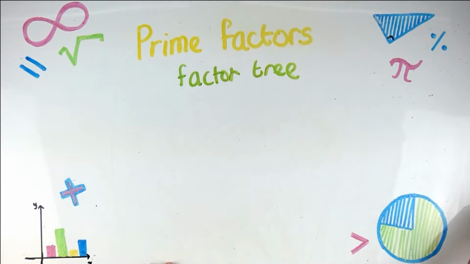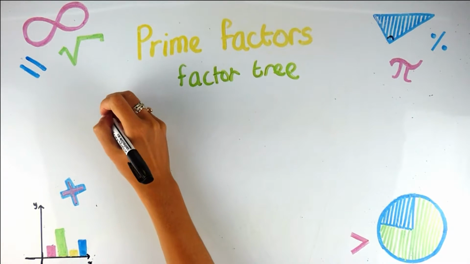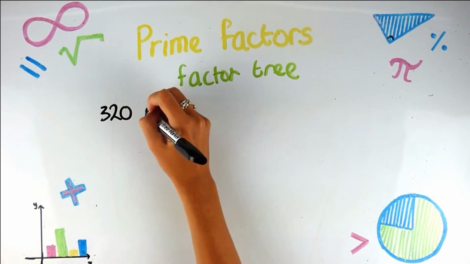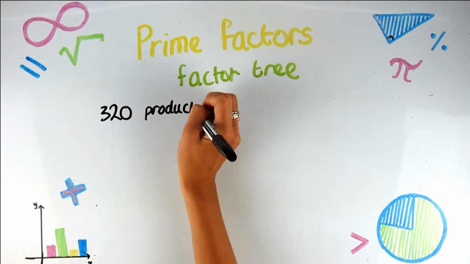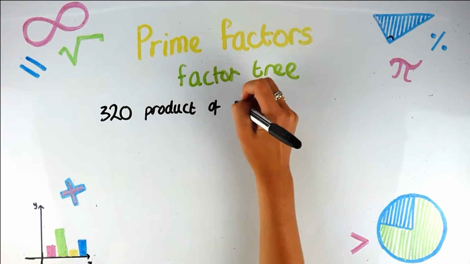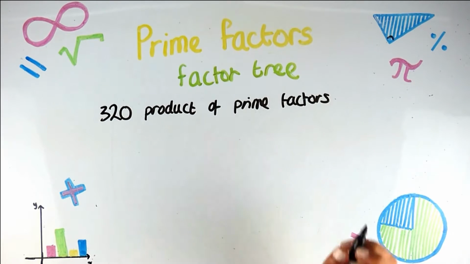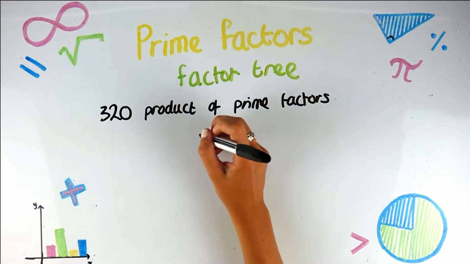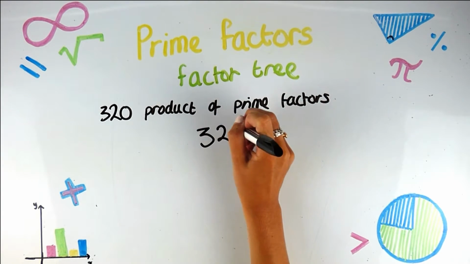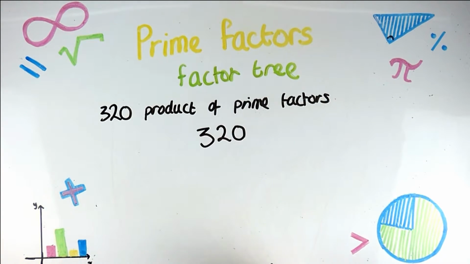So we're doing factor trees. So I want to put 320 into its product of prime factors. I'm going to write it out just so you get used to the terminology. And instead of just trying loads of numbers, we're going to use the factor tree method. So start with your number and then think of numbers that go into it. We want factors, so numbers that go into it.